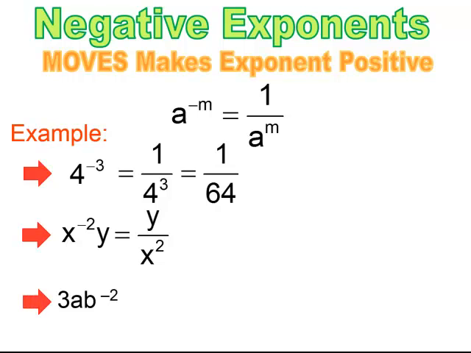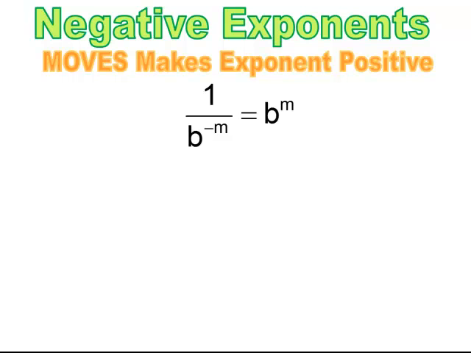Now when you see something like this, be careful, because the only thing that's moving is the thing with the negative power. Again, 3 and a do not have negative powers. The only thing that will move here is that b to the negative 2nd power. So I end up getting 3a all over b squared. So only the thing with the negative power moves.